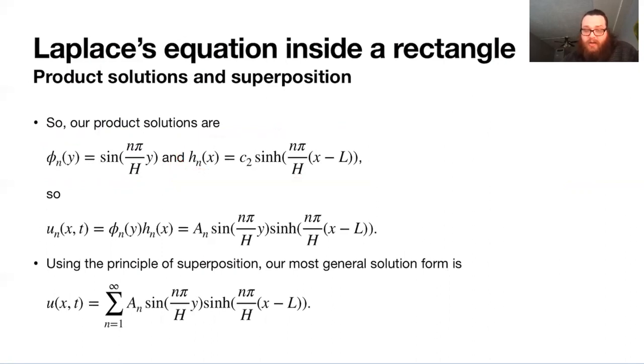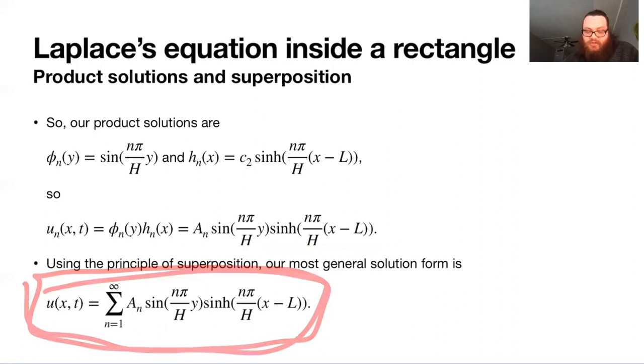Okay. So when we construct our product solutions, because we have constants associated with these, we look at the product solution for the nth functions. The product solution, phi of n times h of n, is going to be some constant times sine in y times sinh in x. Okay. So using the principle of superposition, because these all satisfy that PDE on the inside, we get that this is our most general solution.